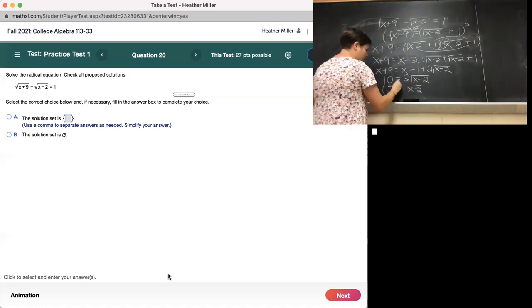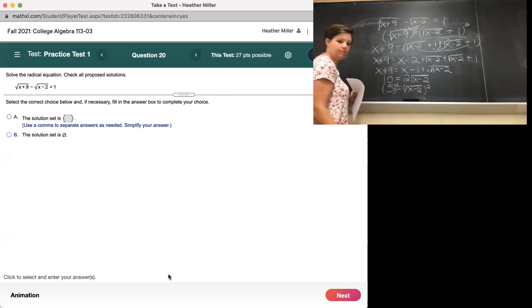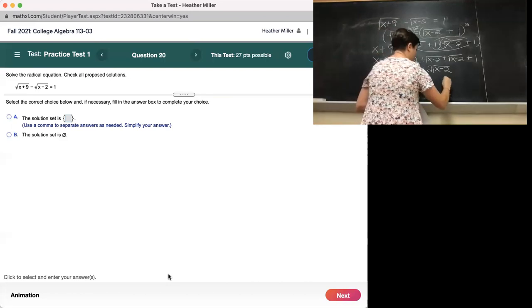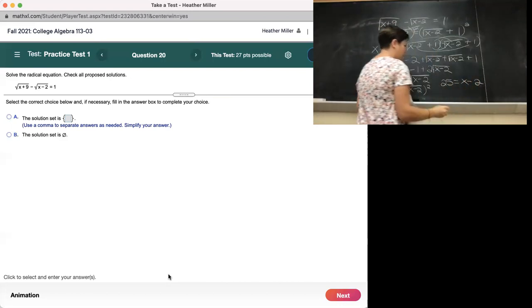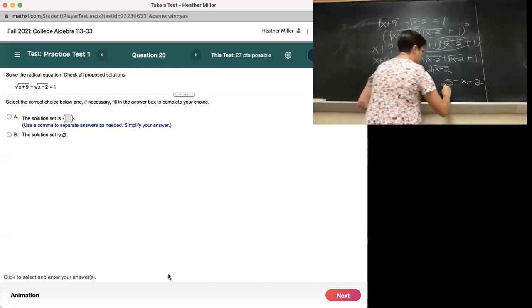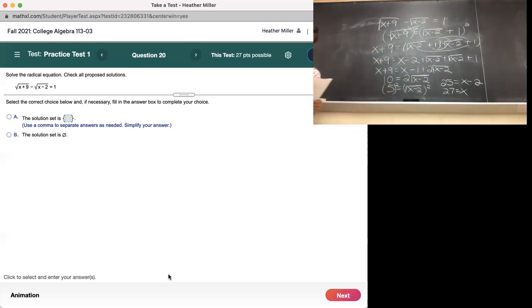And then once again, to get rid of the radical, I'm going to square both sides. That will give me 25 equals x minus 2. Add the 2 over, so I get 27 equals x.